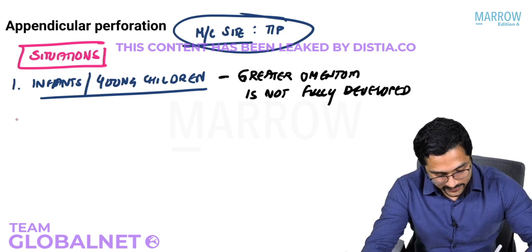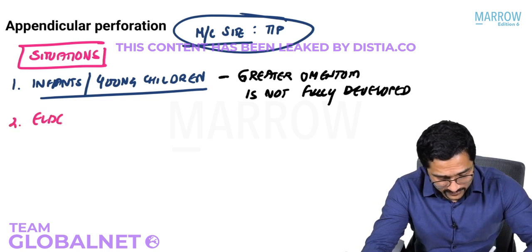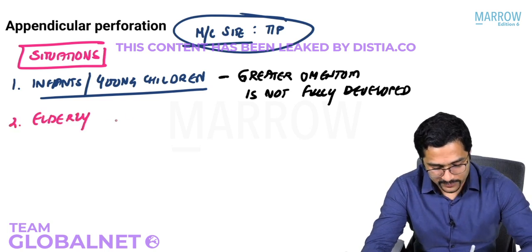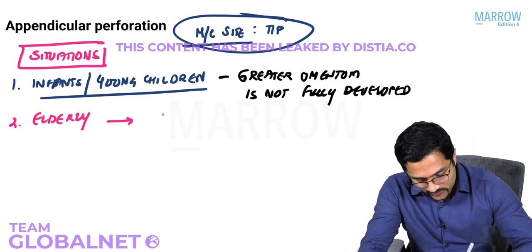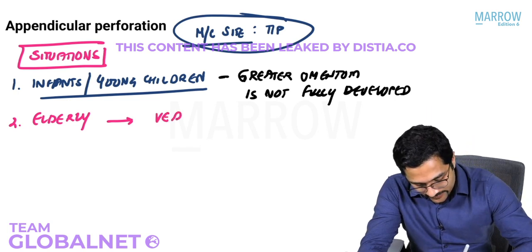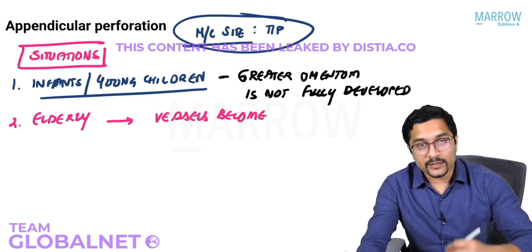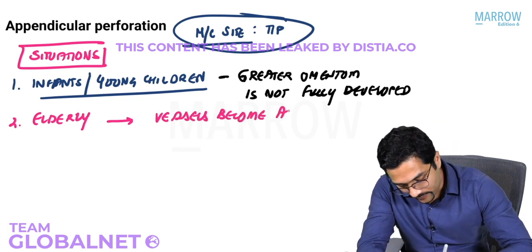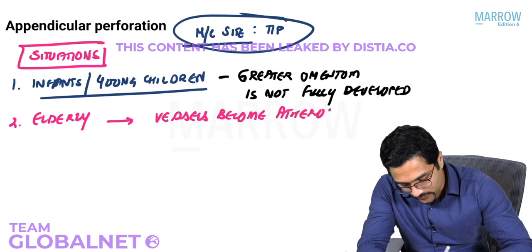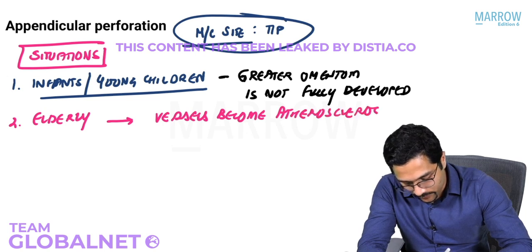The other scenario is in elderly patients. In elderly patients, the policeman has retired. The vessels of the greater omentum become atherosclerotic, so it has become sluggish and cannot carry out its job properly, and there can be a perforation.